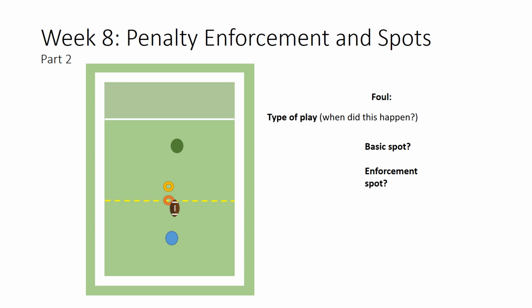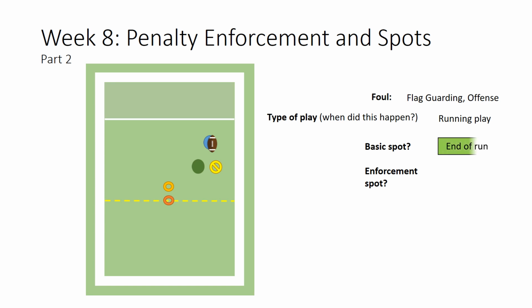Here's another example. The offense is going to take the snap, run the ball downfield, and then flag guard. Our foul is flag guarding by the offense, and this occurred during a running play. Our reference point, or basic spot for the running play, is the end of the run. Now let's look at our all but one principle for enforcement.